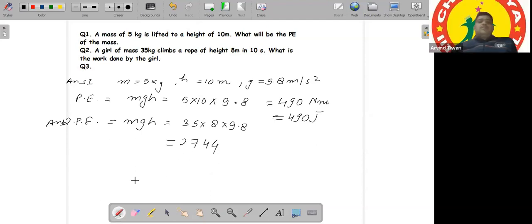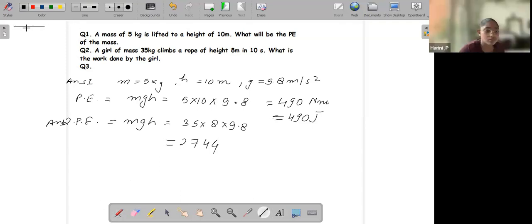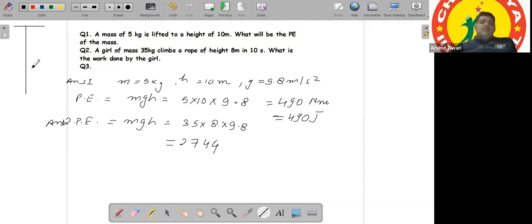So see, suppose there is a rope of height 8 meter, and the girl is here. She wants to climb this rope. If the girl has a mass of 35 kilogram, what is the force acting on the girl? Its weight mg, which is acting in the downward direction.